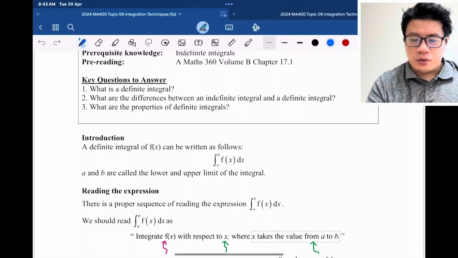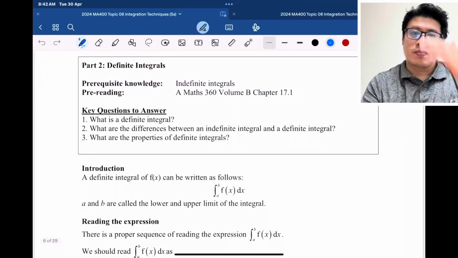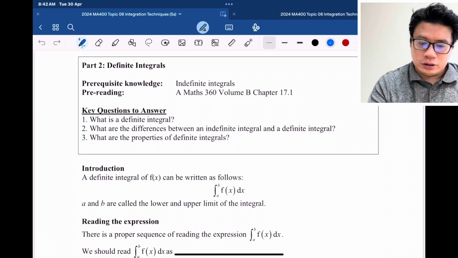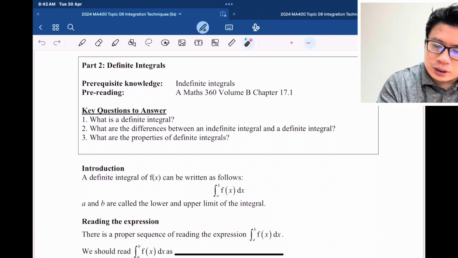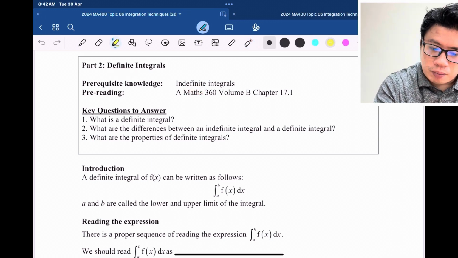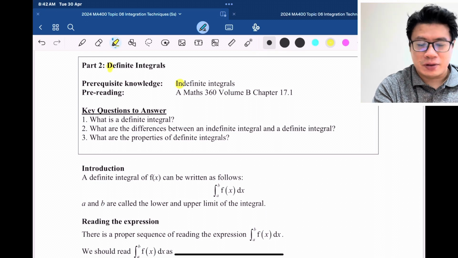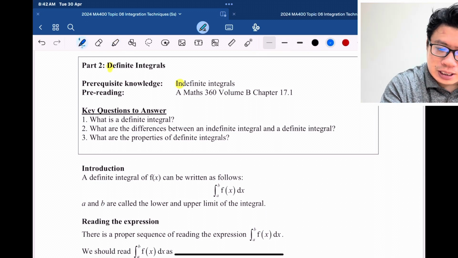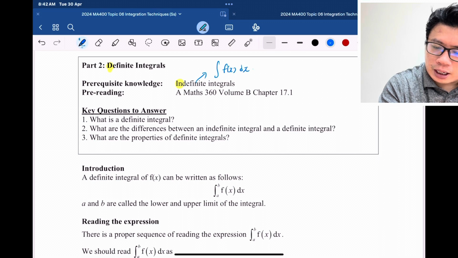Okay, for this lesson, we'll be starting on topic 6, part 2, which is a definite integral. The difference between this and topic 6, part 1 is that part 1 is indefinite and part 2 is definite. In part 1, you are doing an integration, and there is an arbitrary constant.